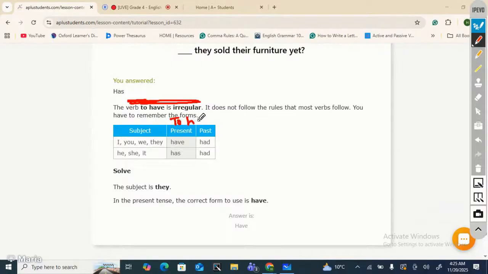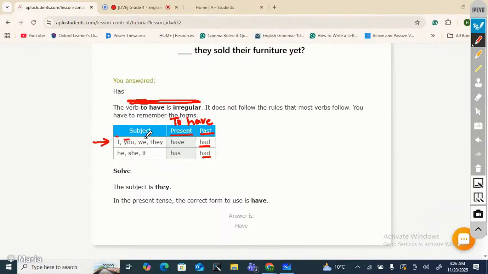On this side, present tense to have verb and past tense to have verb. In past tense, the same verb is used, had. We have one option. But in present tense, we have two options, have and has. So it depends on the subject.